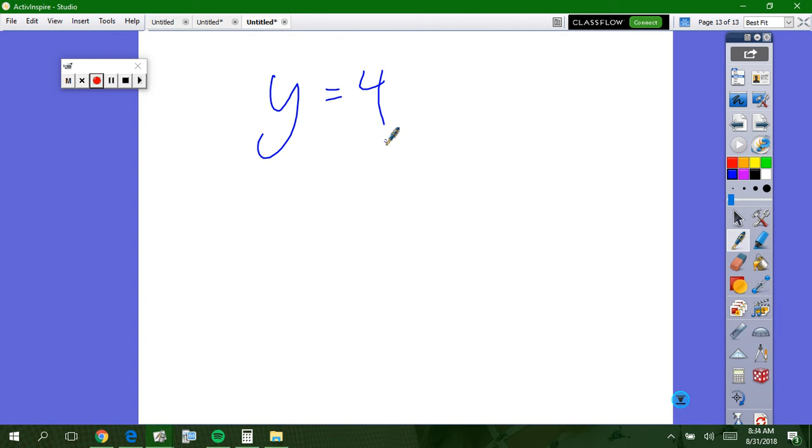Is that in y equals mx plus b? It is. What's our slope? 0. We're not rising at all, are we? Are we running? We are.